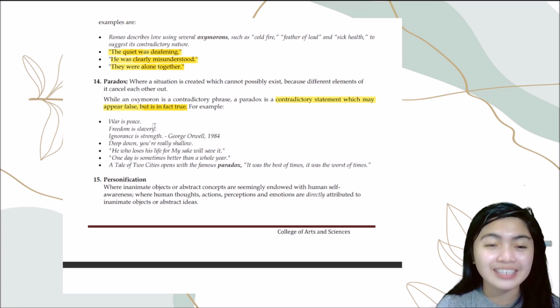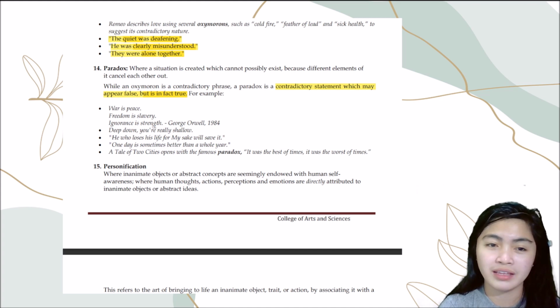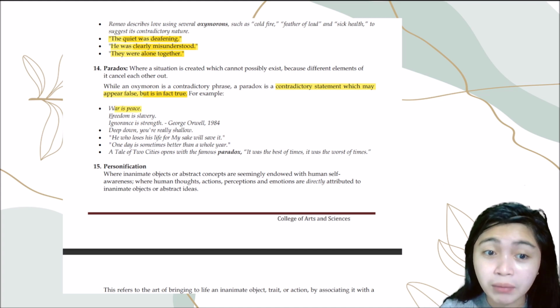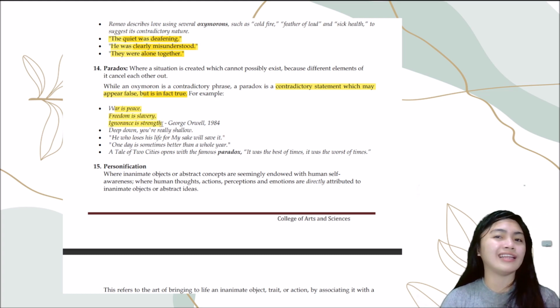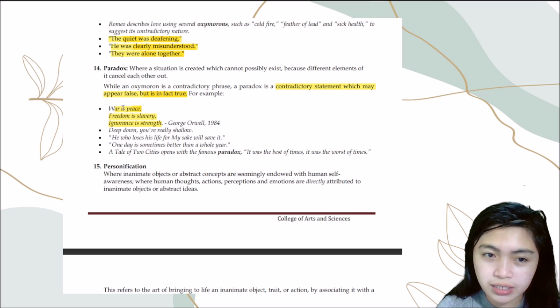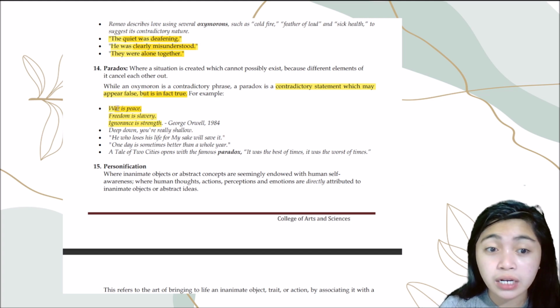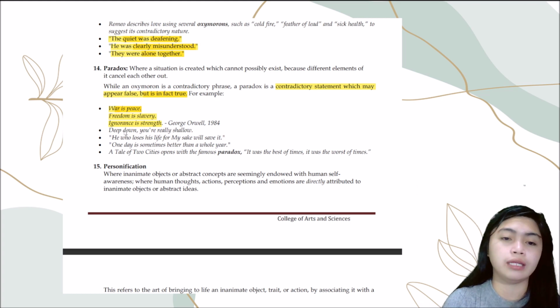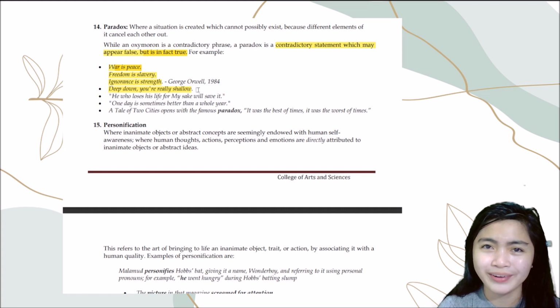War is peace, freedom is slavery, ignorance is strength. So, it is self-contradictory: war is peace, freedom is slavery, and ignorance is strength. That's how it is in literature, di ba? Ang lalim. If we take them one by one, each has its own meaning. If we look at the meaning behind it, baka hindi na tayo matapos. So, yan. Deep down, you're really shallow.